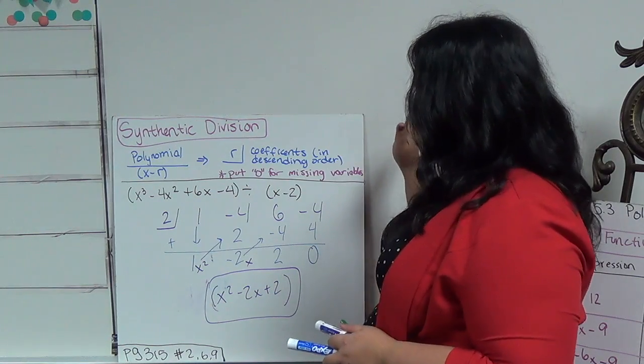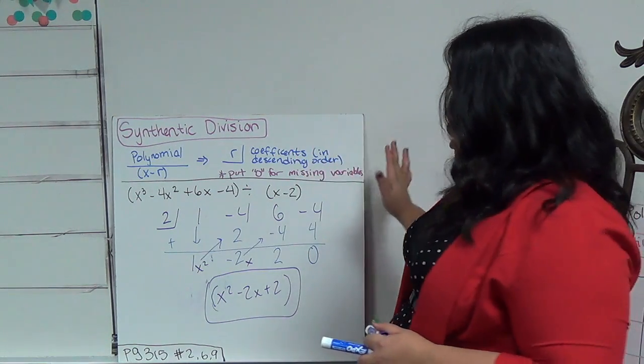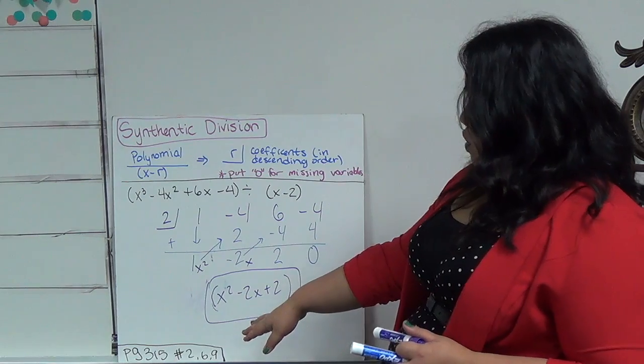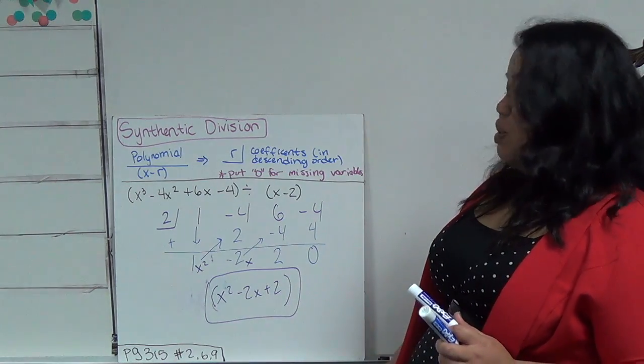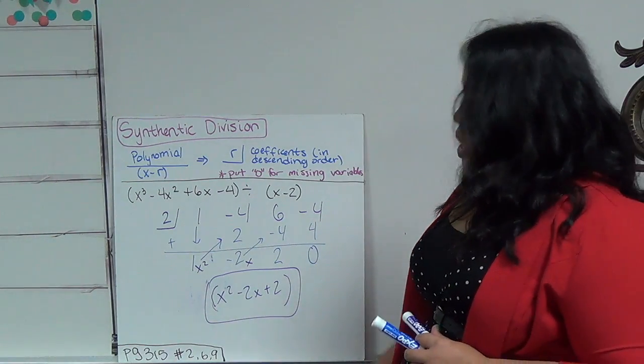So go ahead and try this. Pause it, write it down. Page 315, numbers 2, 6, and 9. 315, 2, 6, and 9. And I will see you in class.